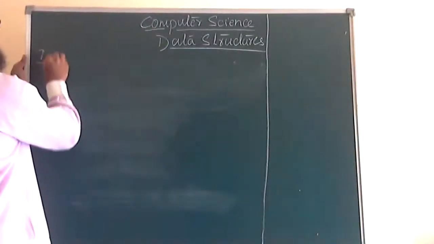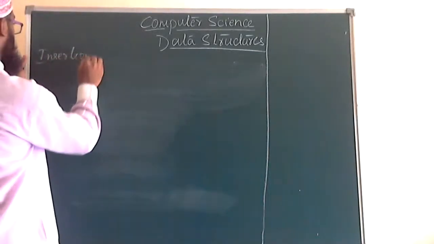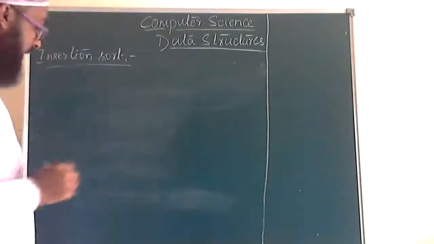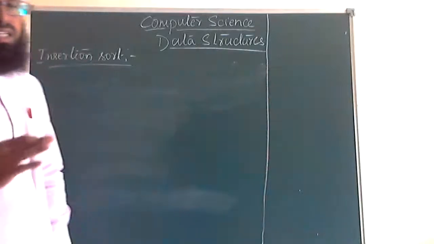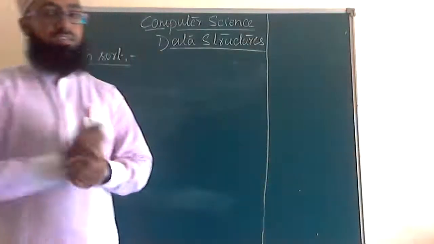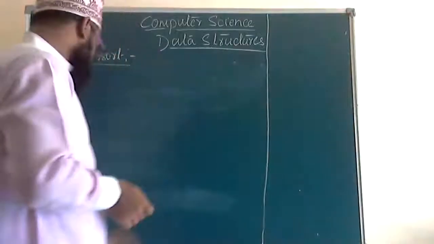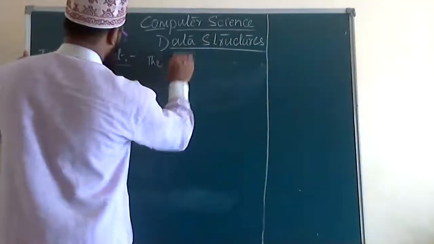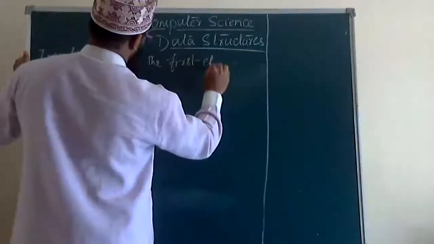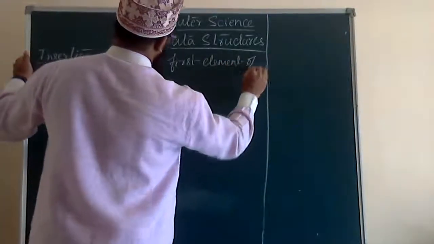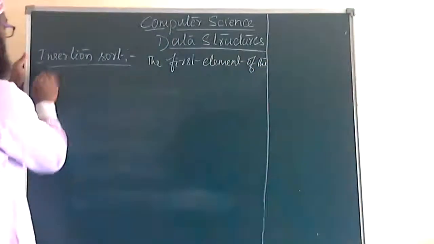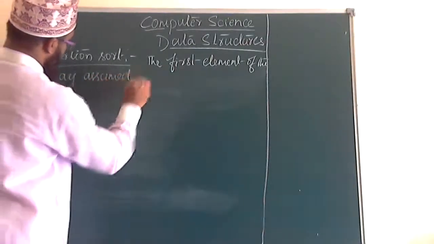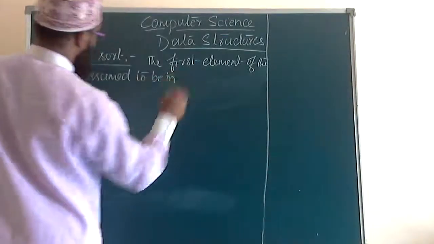Insertion sort. In this type of sorting technique, first, we will think of the first element as in correct position. The first element of the array is assumed to be in correct position.